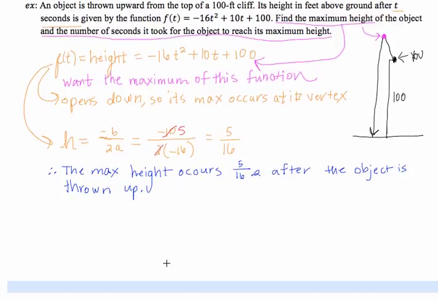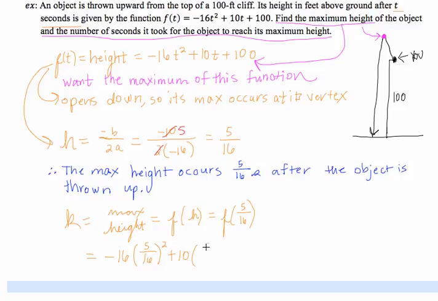And now we can find the actual maximum height. The max height corresponds to a y value, that is k, the y value of the vertex. So k is equal to the max height. K is equivalent to f of h, which in this case is f of 5/16. So if we plug in 5/16 into the original function, we get negative 16 times 5/16 all squared plus 10 times 5/16 plus 100.